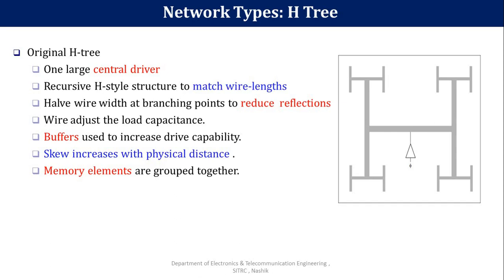Okay, means wire width is halved at the branching point, so as to reduce the reflection. Means at every stage where we have branching, we are reducing the wire width. Then buffers are used to increase the drive capability. Means from the start, when the clock is distributed, at the next branching points we are going to add the buffers. We increase the drive capability.